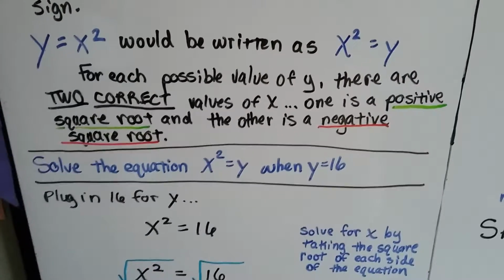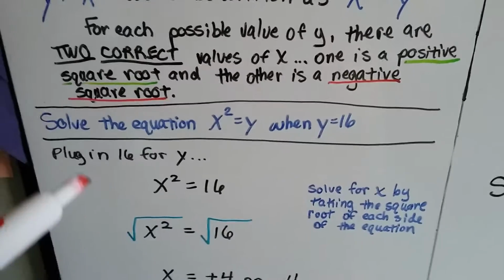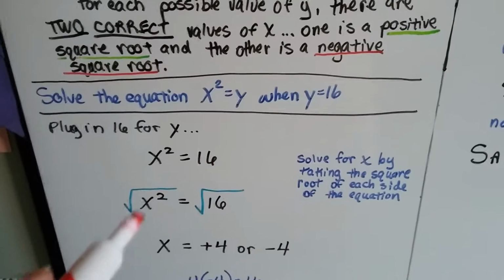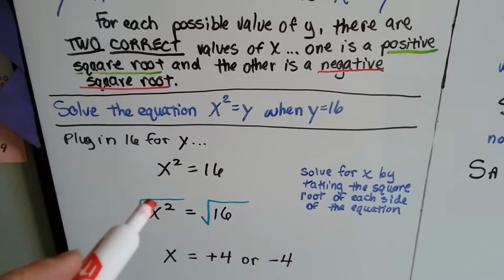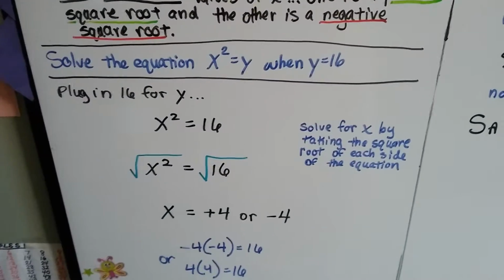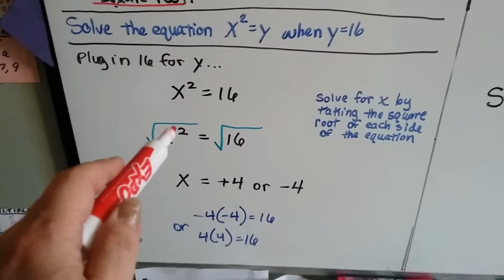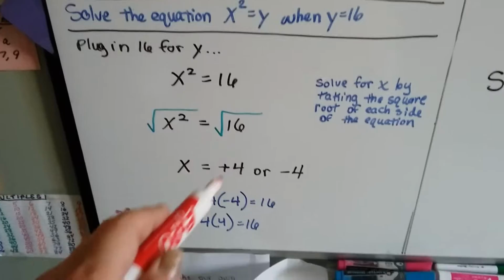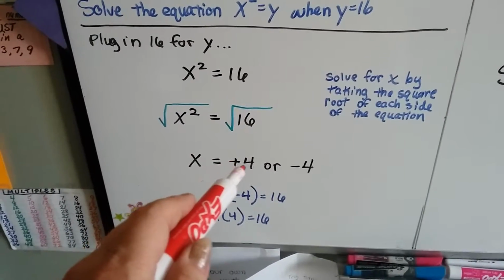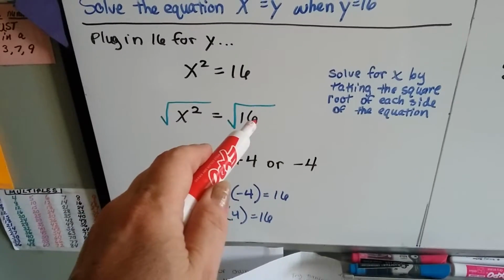So to solve the equation x squared equals y when y equals 16, we plug in 16 for y. So now we've got x squared equals 16. And we solve for x by taking the square root of each side of the equation. So then we've got square root of x squared and 16. Now we have x equals 4 or negative 4. See? This becomes just an x, and that becomes 4.